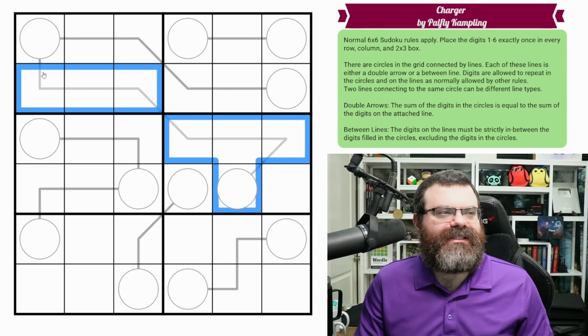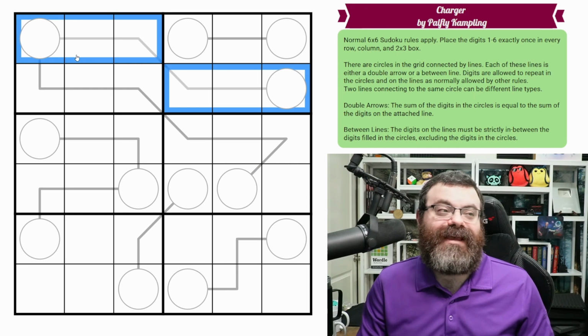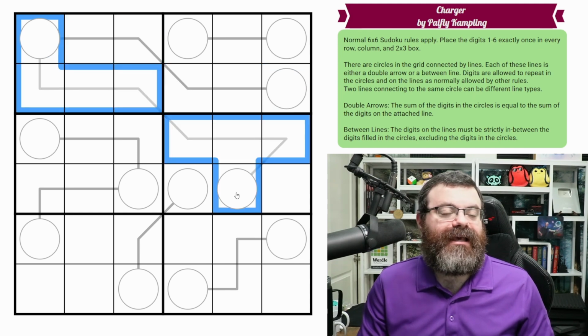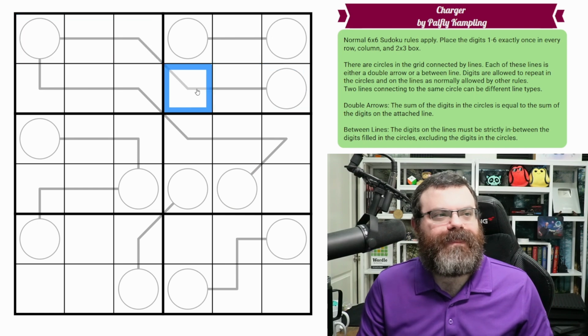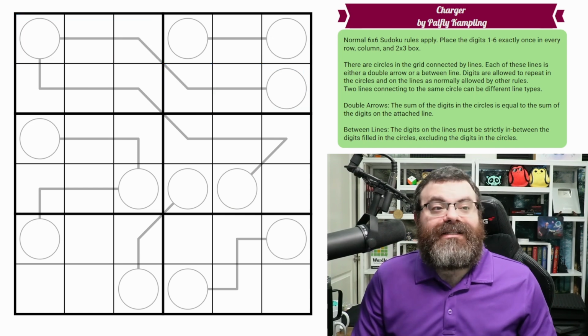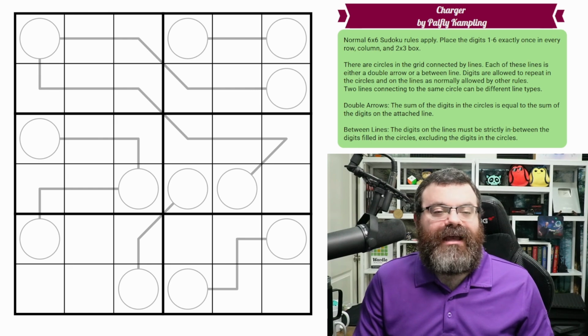Also, you should consider these to be overlapping clues, and so just because this shares a circle with this does not mean they have to be the same type. So this could be a between line, and then this could be a double arrow, just as an example. All right, and that's it. Those are the rules. There's a link in the description if you'd like to try the puzzle yourself, and I'm going to get started right now.